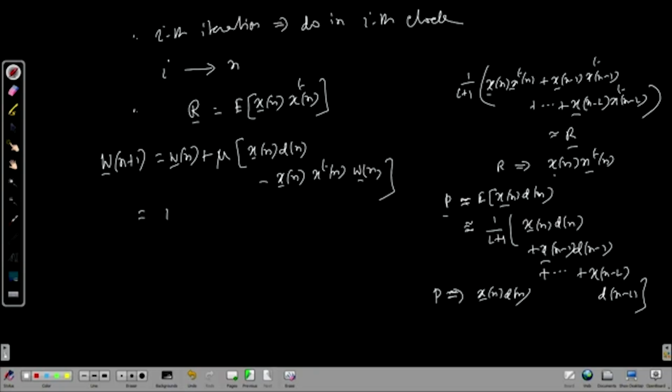Now, I take x n vector here, I can take it common. So, let x n come out. So, I am left with d n here, so x n into d n and x n into x transpose n W n.